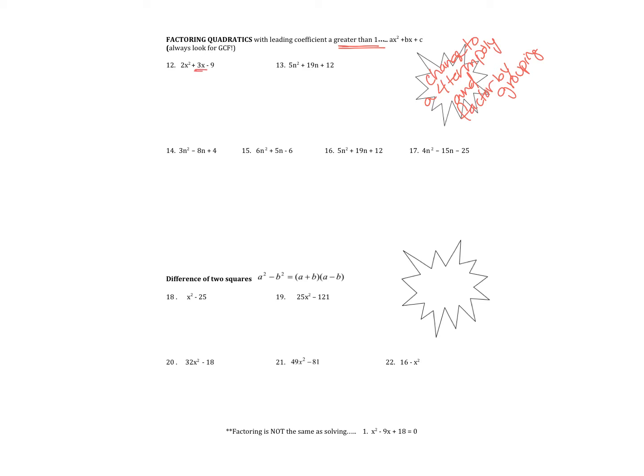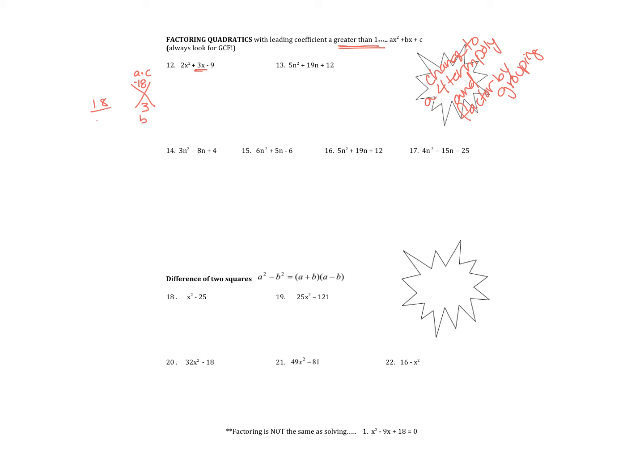I'm actually going to split this 3x into 2 different numbers, but I need to figure out which 2 numbers work. I use my diamond method again to do this. I put my a times c at the top and my b at the bottom. In this case, my a is 2 and my c is negative 9, so I get a negative 18. And my b is 3. So now I'm thinking of 2 numbers that multiply to negative 18 and add to 3.